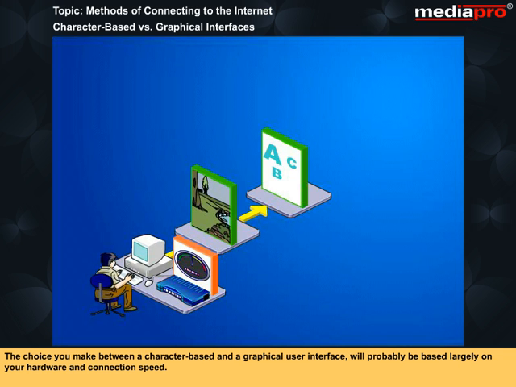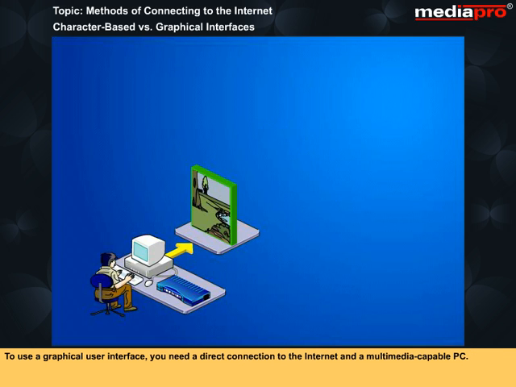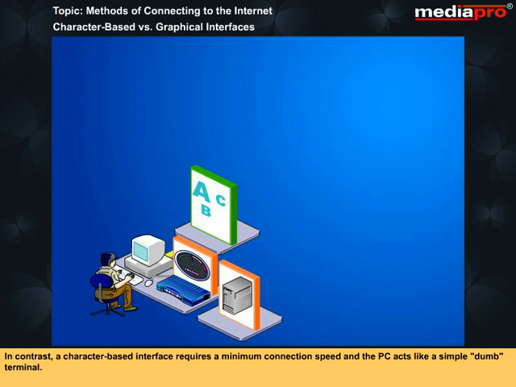The choice you make between a character-based and a graphical user interface will probably be based largely on your hardware and connection speed. To use a graphical user interface, you need a direct connection to the internet and a multimedia-capable PC. In contrast, a character-based interface requires a minimum connection speed, and the PC acts like a simple dumb terminal.